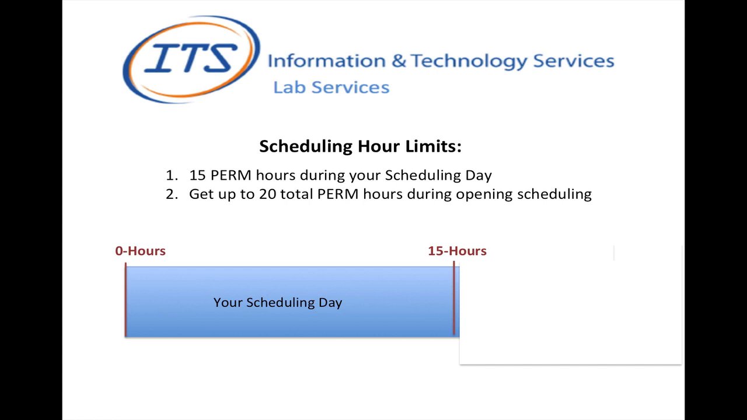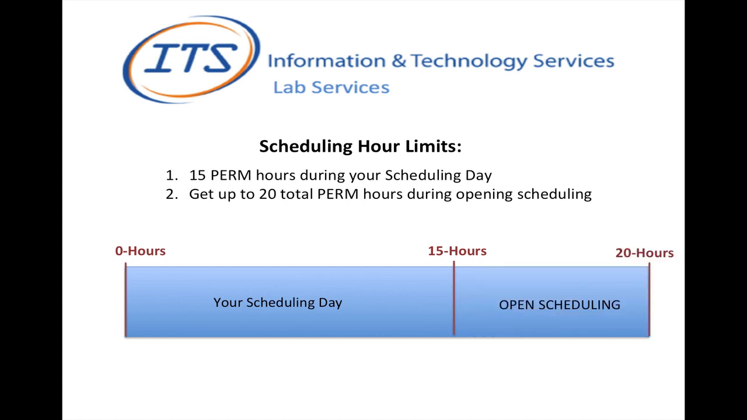If you are away on co-op, you can schedule your perm shifts via a proxy, which means that a friend of yours can schedule your perm shifts for you, but only on your designated scheduling day. Open scheduling occurs after all groups have had a chance to schedule. This is when you can add 5 more permanent hours to the 15 hours you hopefully got during scheduling week.